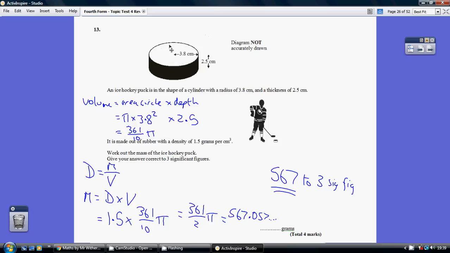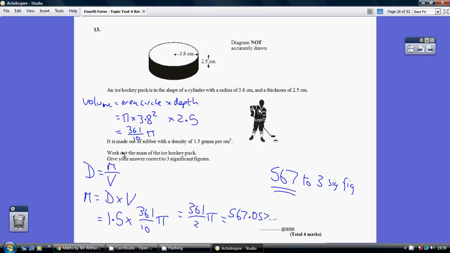How do you work out the volume of a prism? You work out the area of the end bit and times that by how deep it is. The area of the end bit is a circle, so pi r squared. So pi times 3.8 times 3.8, and take that and multiply it by its depth of 2.5.